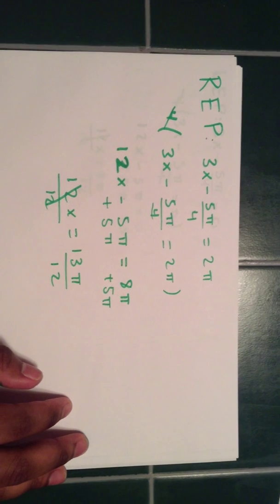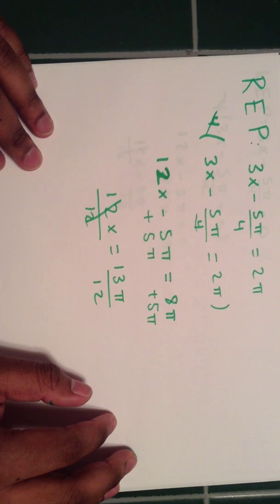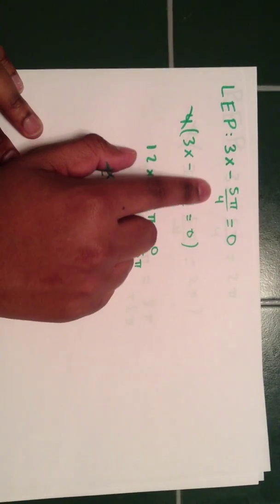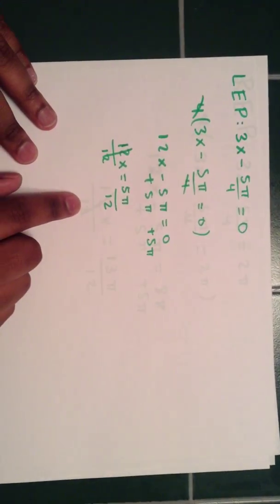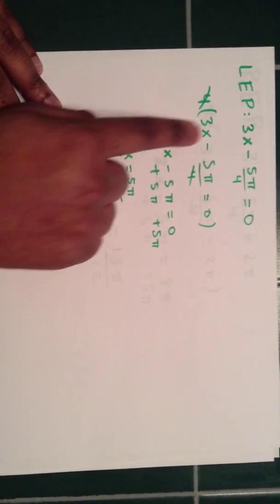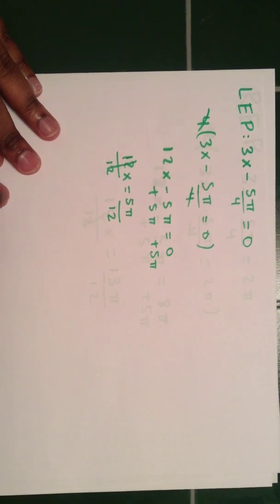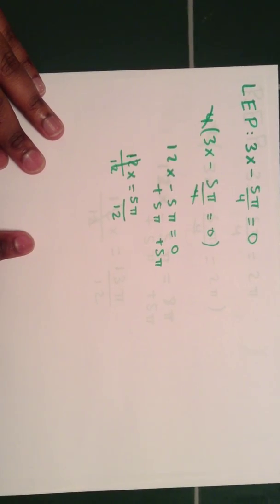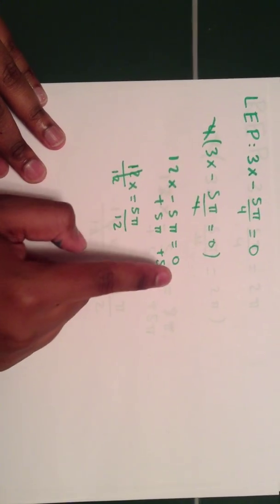To get your left endpoint, as stated before, is bx minus c equals 0. Oh, sorry. Okay, so that would be 3x minus 5 pi over 4 equals 0. Okay? To make this all whole numbers, you have to times the whole equation by 4 to cancel out that 4, which is the denominator of 5 pi over 4. After doing that, you will get 12x minus 5 pi equals 0.